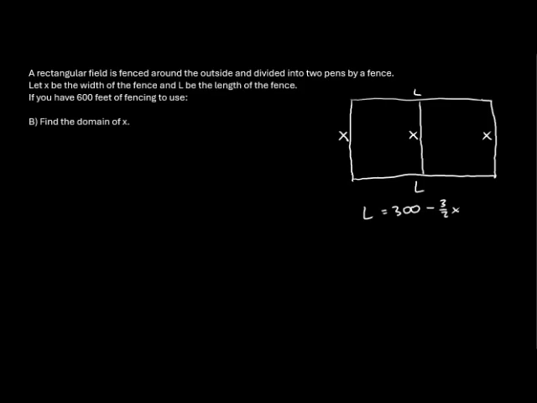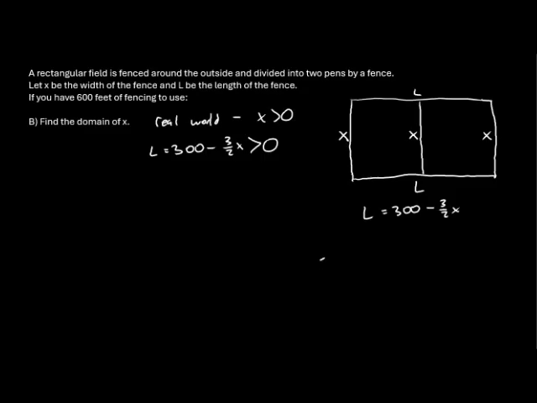For part B, we are asked to find the domain of x. We must say, since we're using a real-world shape, that x must be greater than 0 because there's no such thing as a negative distance in these sorts of problems. However, the length that we wrote, the 300 minus 3 halves x, must also be greater than 0.